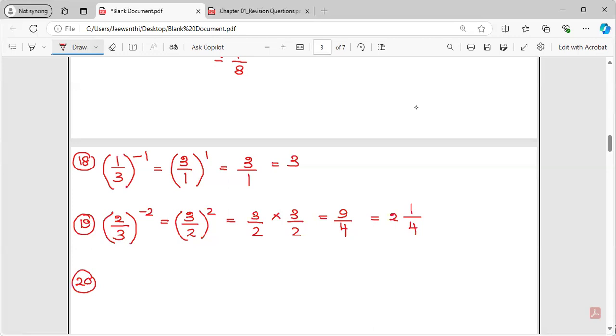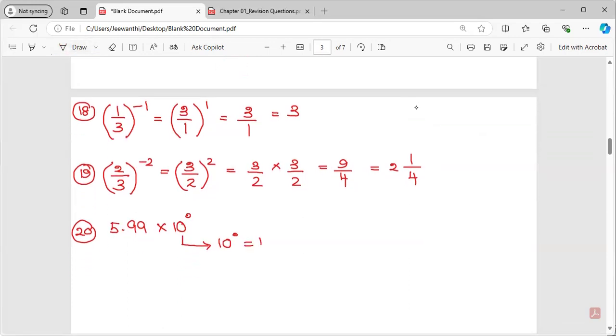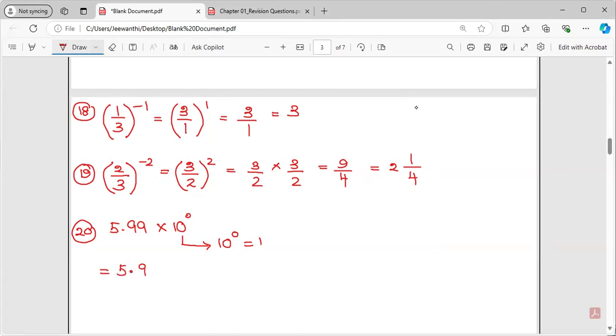So then the last one, you just see, you have 5.99, 10 to the power 0. 10 to the power 0 is equal to 1. I told you any base value to the power 0 is equal to 1. So then 10 to the power 0 means 1. So then I rewrite the question: 5.99 multiplied by 1. So then the final answer is 5.99.